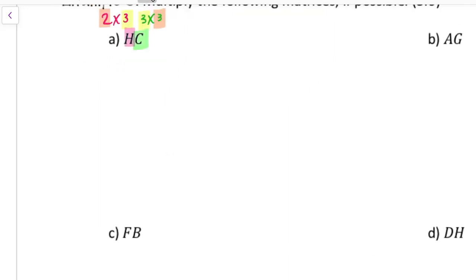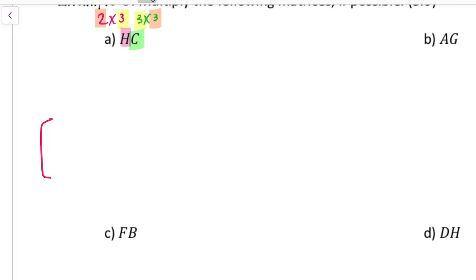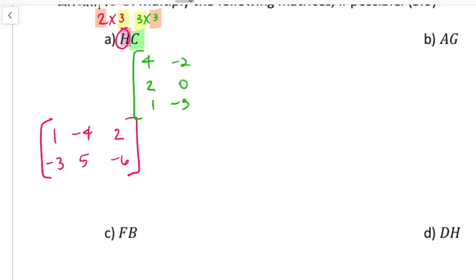So remember, we like to offset our matrices as we set these problems up. So H, we have 1, -4, 2, and -3, 5, and -6. And so we like to put our first matrix in the bottom left corner and then caddy corner to that, top right, we've got our matrix C. So first column of 4, 2, 1, and then -2, 0, -3. I'm just getting these numbers from our matrices listed up above. And then negative 1, 3, and 5.